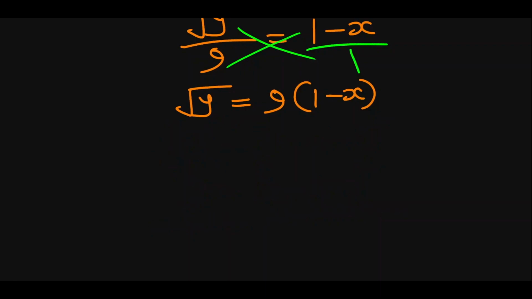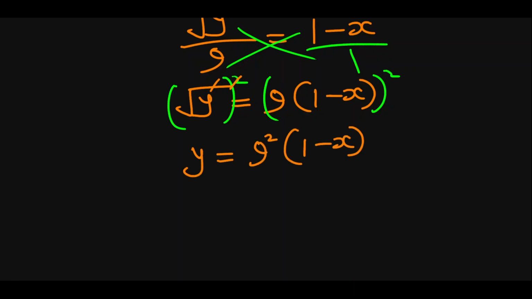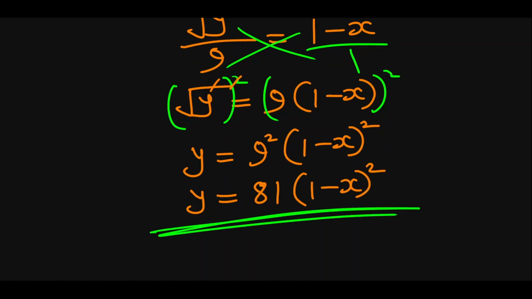If you square both sides from here this way, then the square will cancel the root. Y is equal to 9 squared, then 1 minus x squared. That now gives us y is equal to 9 squared is 81. Then we have 1 minus x squared, and this is also an appropriate answer. Y is equal to 81 into 1 minus x all squared.